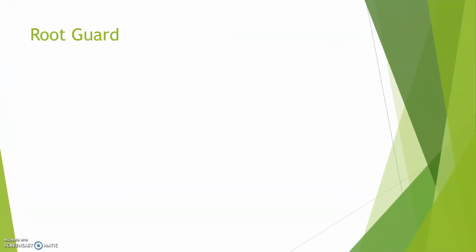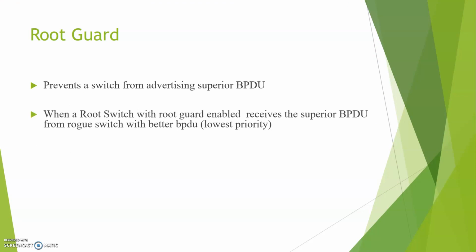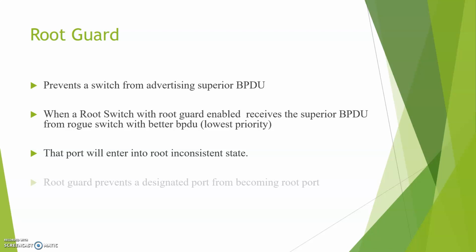Let us now see what root guard is. Root guard is a feature which prevents the switch from advertising a superior BPDU. When a root switch with a root guard enabled port receives a superior BPDU from a rogue switch with a better BPDU, that root switch's designated port will enter into a root inconsistent state. And also, root guard prevents the designated port from becoming a root port.